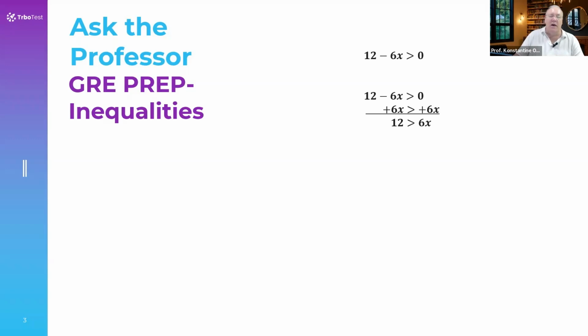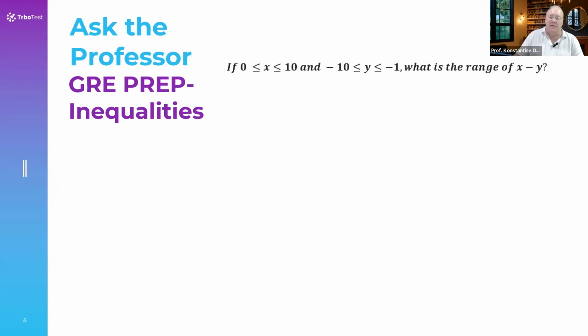Now we can go ahead and just take the 12, which is greater than 6x, and divide the 6x to isolate the x. Divide the 12 by 6 also, and you end up with a math problem looking like this. Very simple. 6 goes into 12 twice, and 6 goes into 6 once. So it becomes 2 is greater than x. Very straightforward problem.